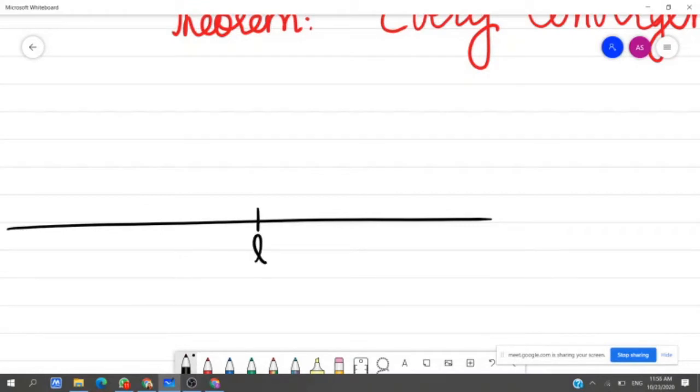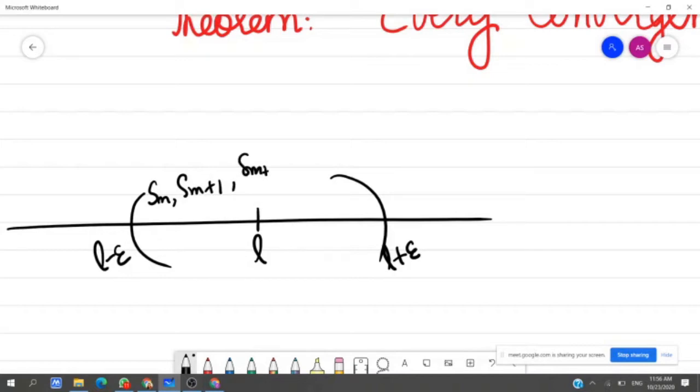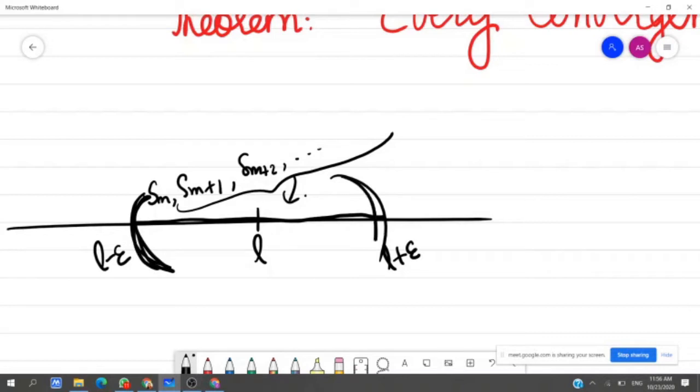Then by the definition of convergence we know that corresponding to every epsilon neighborhood of L we can find a stage m such that the m tail of the sequence is in this epsilon neighborhood of L. So corresponding to every epsilon neighborhood of L, L minus epsilon, L plus epsilon, there exists a stage m such that from the mth term onwards, every term of the sequence is inside this epsilon neighborhood of L. That means they are all inside the interval L minus epsilon, L plus epsilon after the mth term.